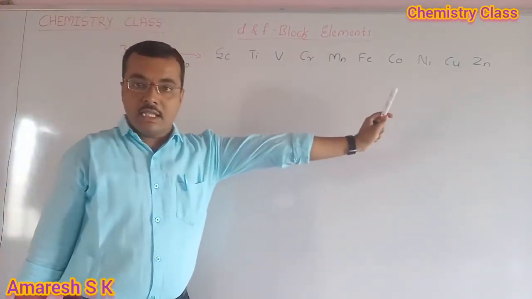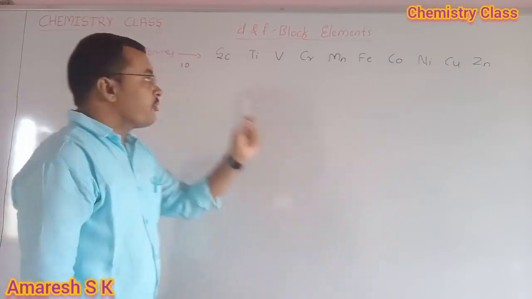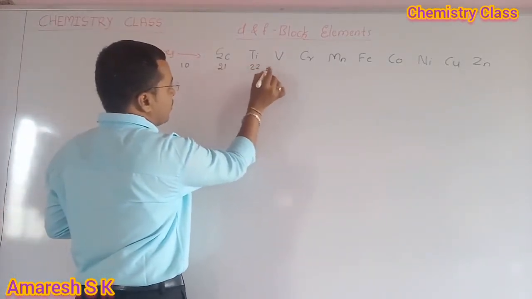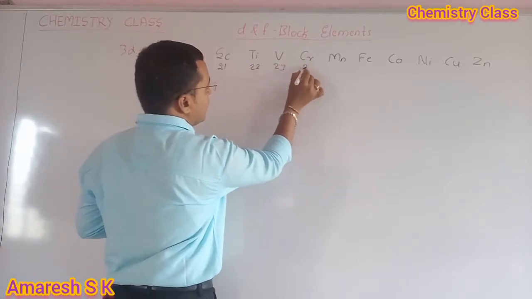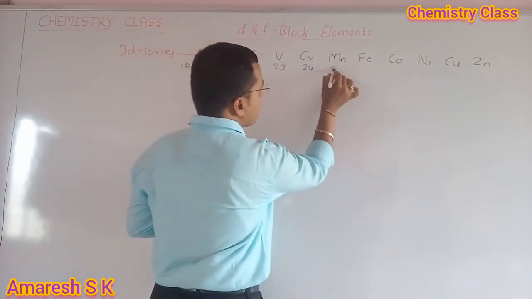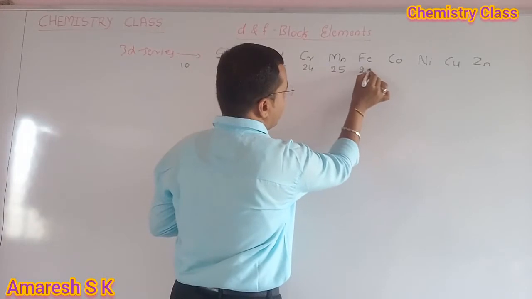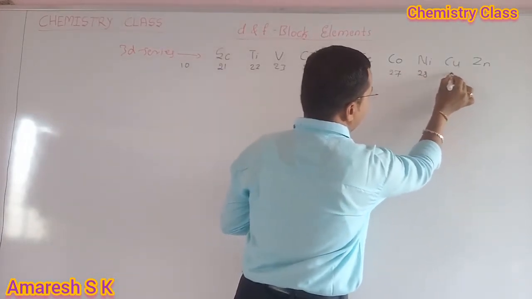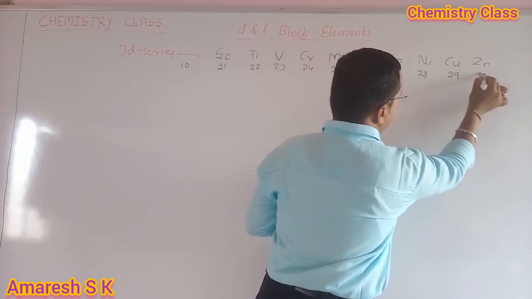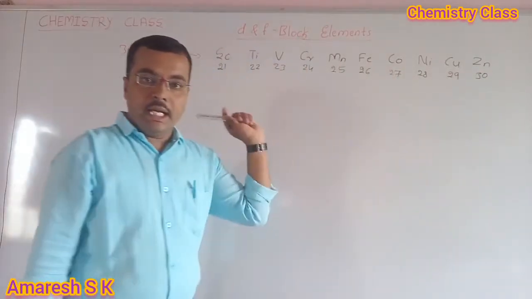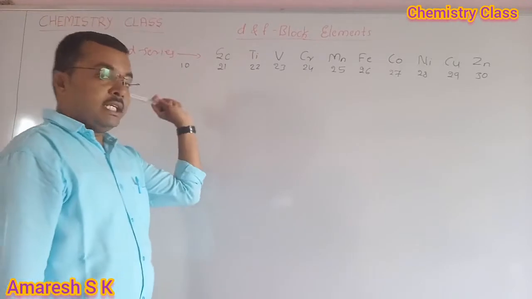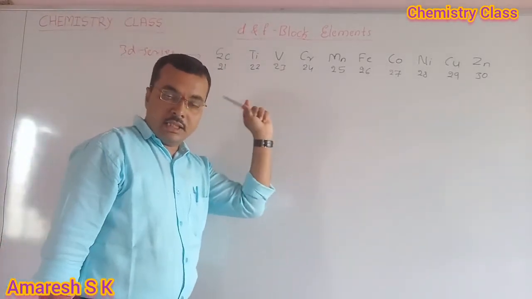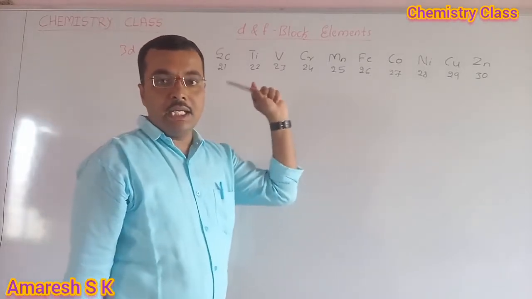Scandium to zinc, there are 10 elements from atomic number 21, 22, 23, 24, 25, 26, 27, 28, 29 and 30. Totally 10 elements are there in the 3D series. These are the 3D series of elements, and these can be categorized under the D block elements.